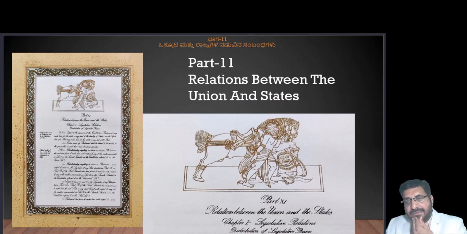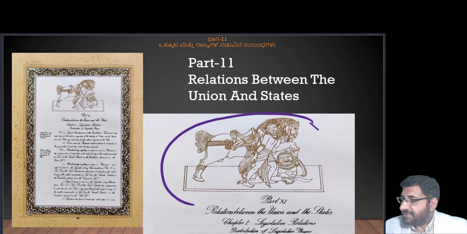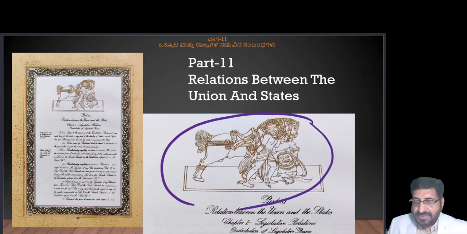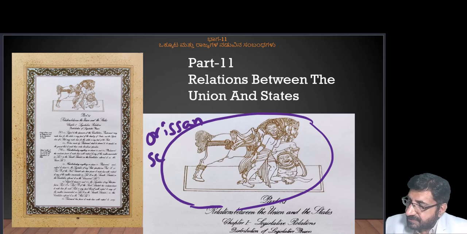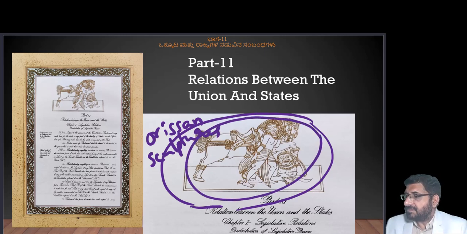Part 11 is about relations between the union and states. So this particular beautiful horse is there. This is seen from Orissa sculptures. It was very famous. This is all about artistic sculpture work from Orissa. Now it's called Odisha. So it's all about relations between the union and states. Next we'll move on to part 12.